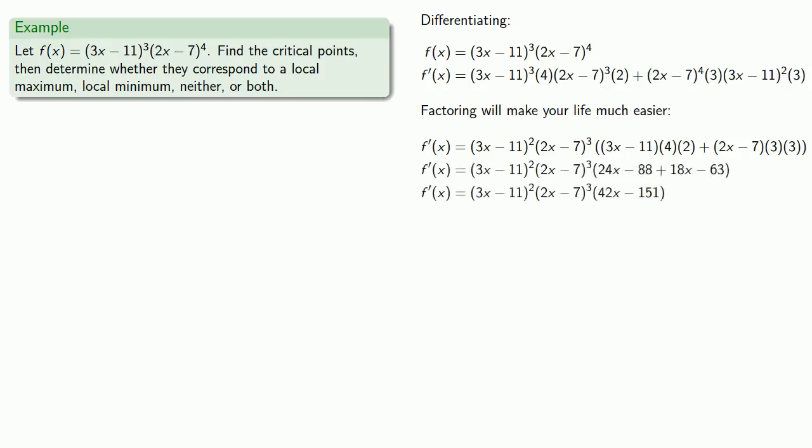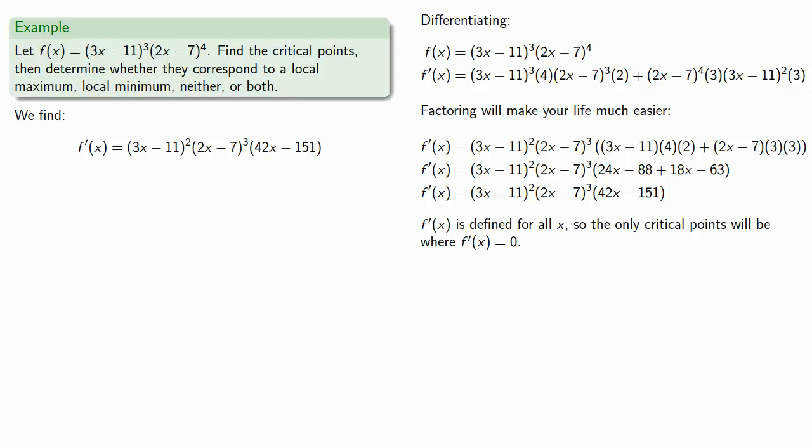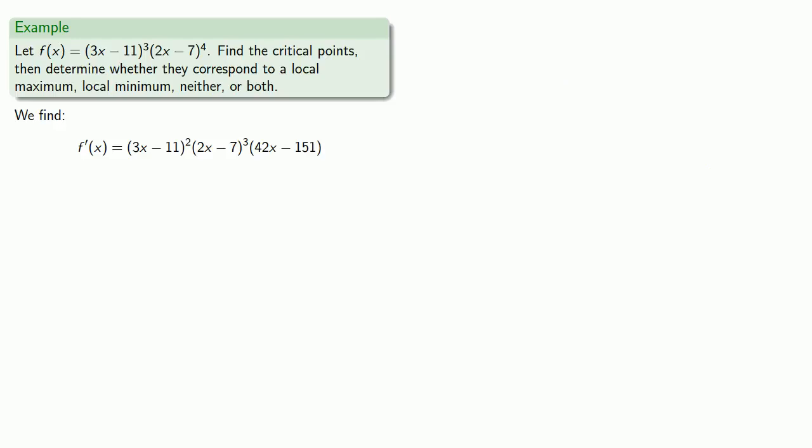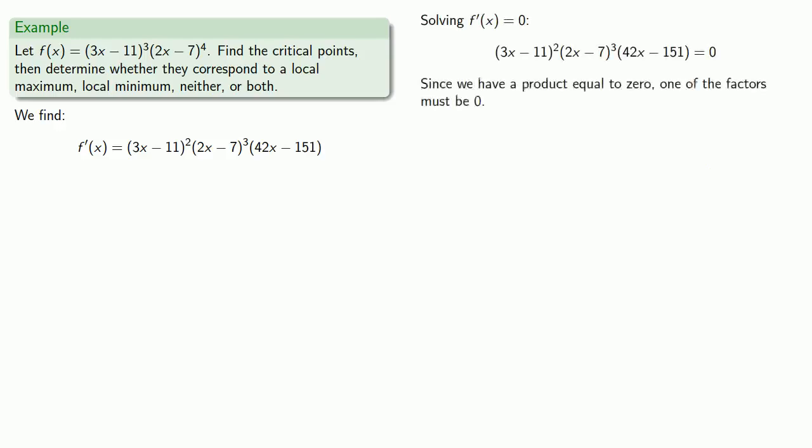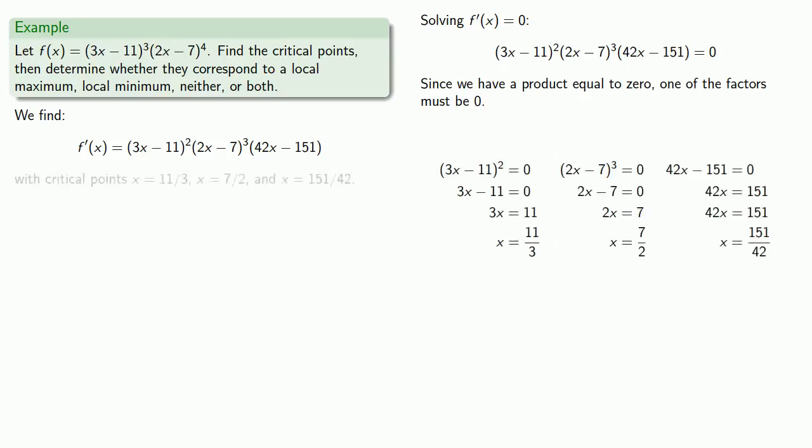and since this is a polynomial, the derivative is going to be defined for all x, so the only critical points will be where the derivative is equal to 0. So we'll find where the derivative is equal to 0, and because this is a product, I know that one of the factors has to be 0. And so that tells me the critical points will be at 11/3, 7/2, and 151/42.